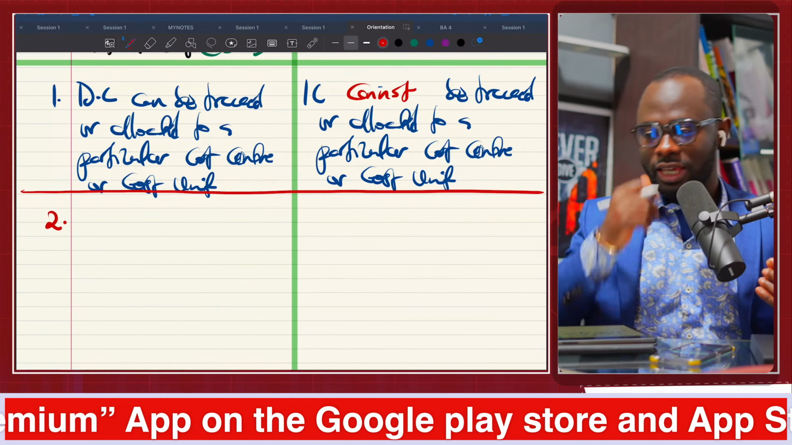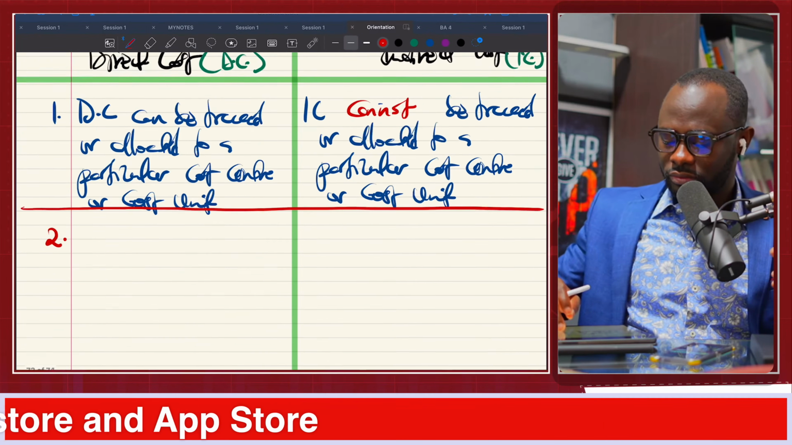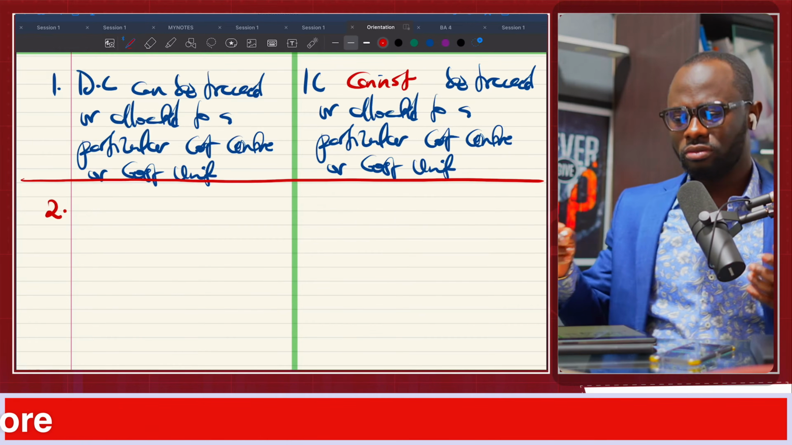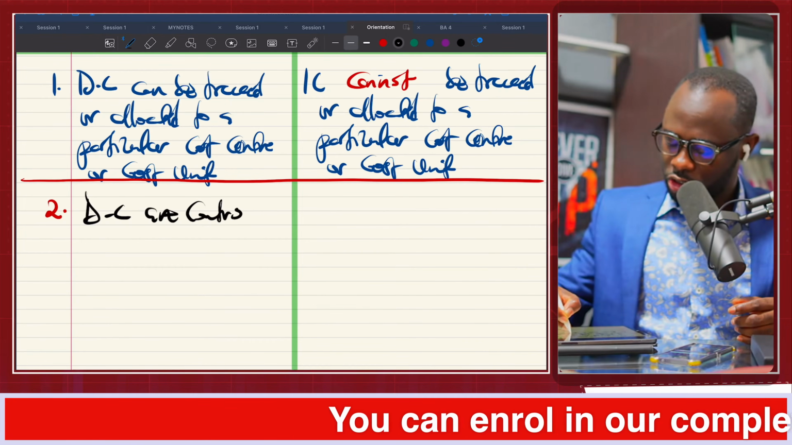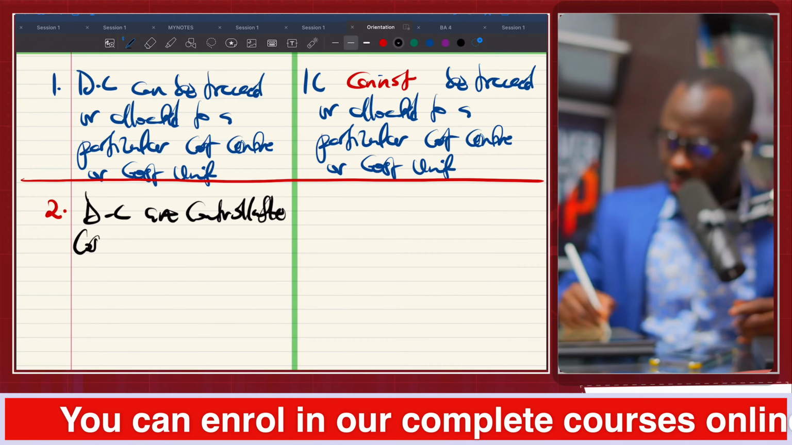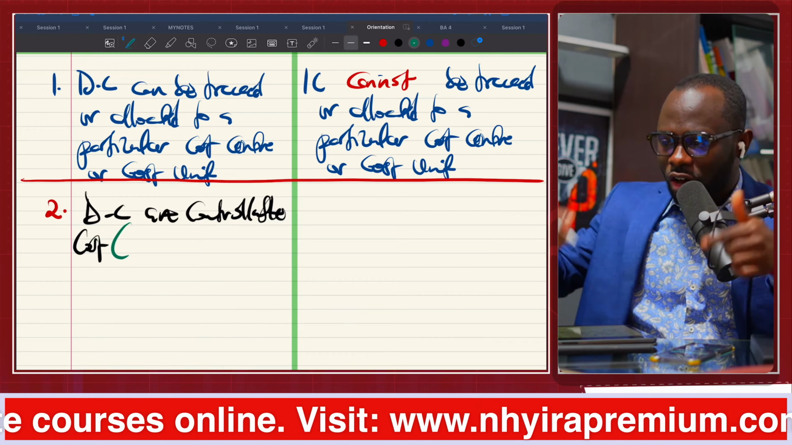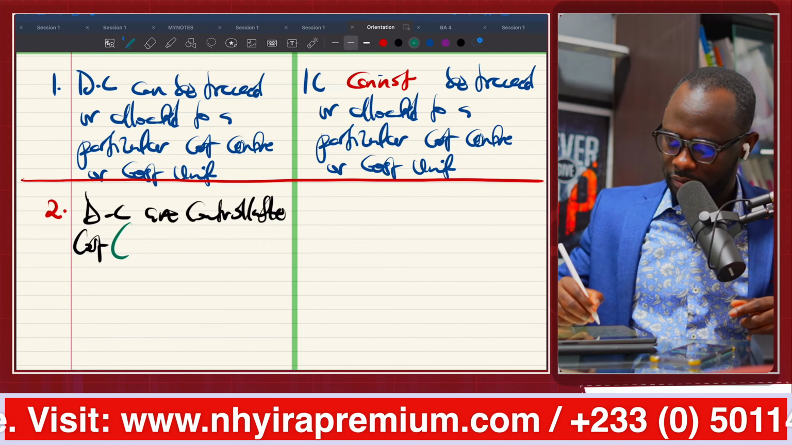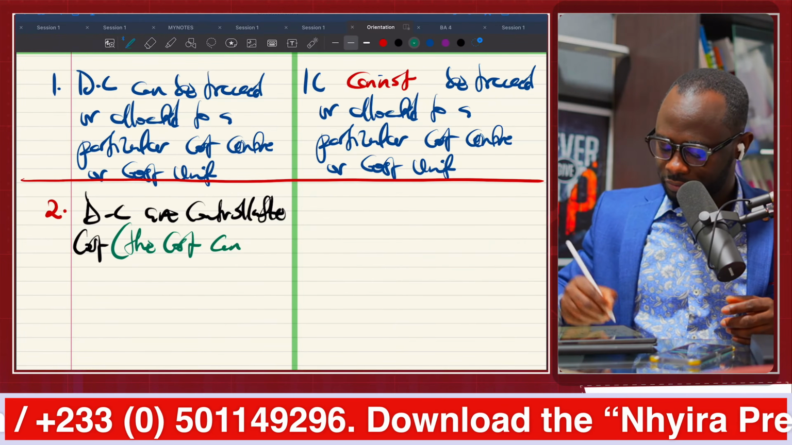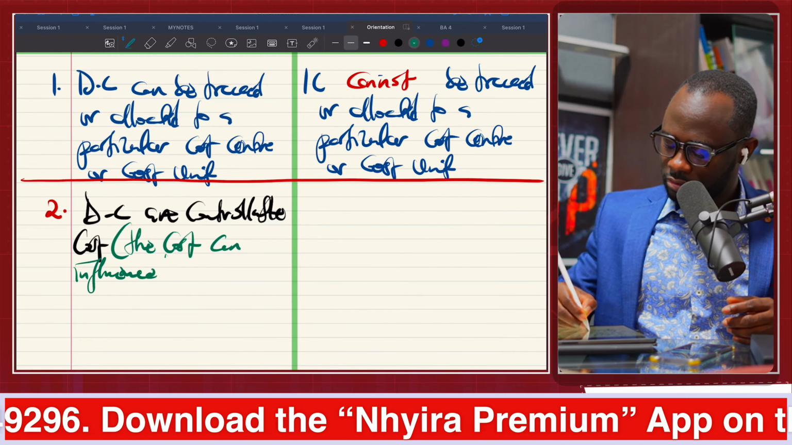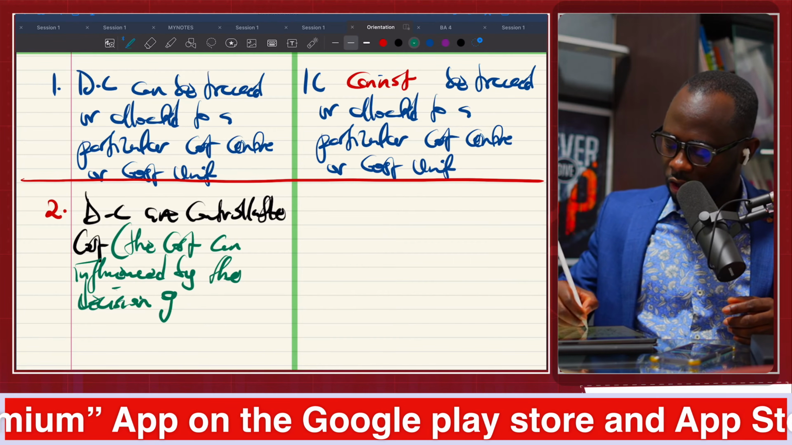The second thing that we can say then is that because direct costs are traceable, it means direct costs are controllable. Okay? So direct costs are controllable cost. What does that mean? It means that these costs can be influenced by the decision of a manager of the company. So when we say a cost is controllable, it means that the cost can be influenced by the decision of a manager.